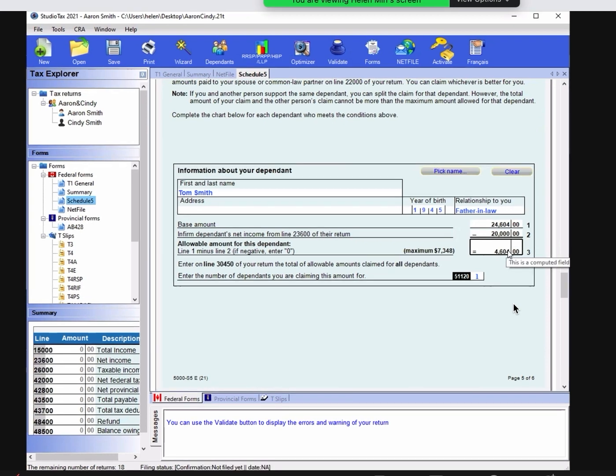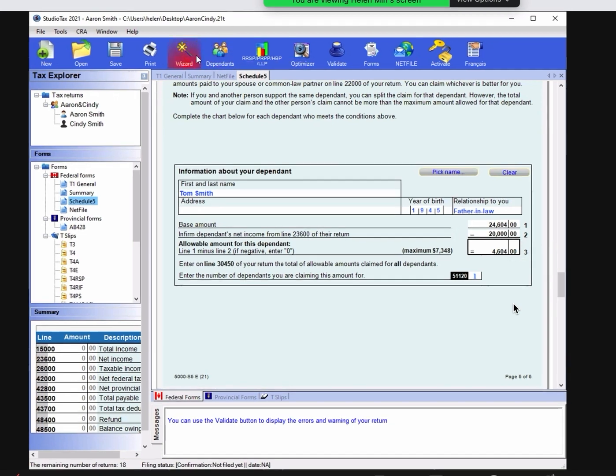So when she's doing it electronically, the system automatically gives it to you. When you put in net income, they automatically calculate it. But she doesn't know, since she just did the paper return. She doesn't fill out here.